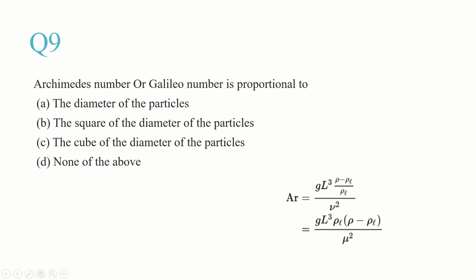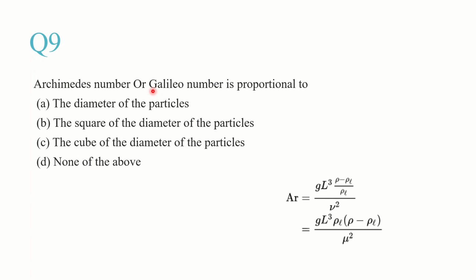Now question 9 is about the Archimedes number, or Galileo number, and whether it is proportional to the diameter of the particles, the square of the diameter, the cube of the diameter, or none of the above. The Archimedes number is one aspect used to calculate the minimum fluidization velocity.